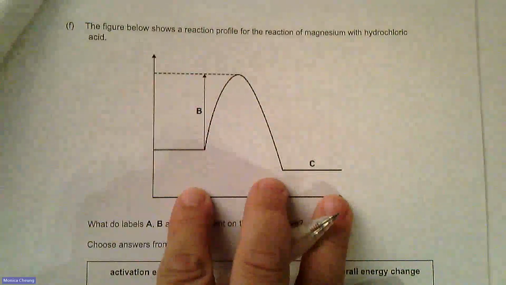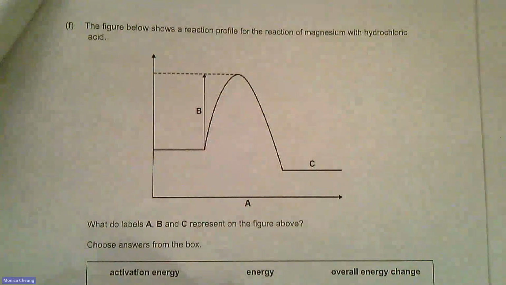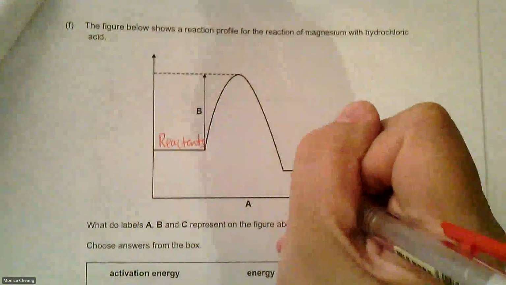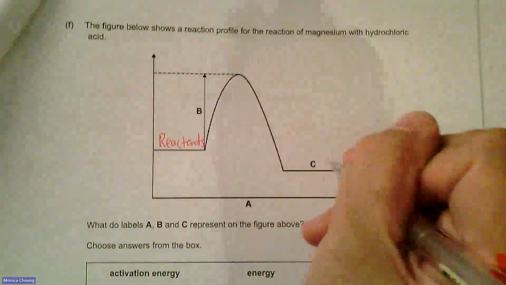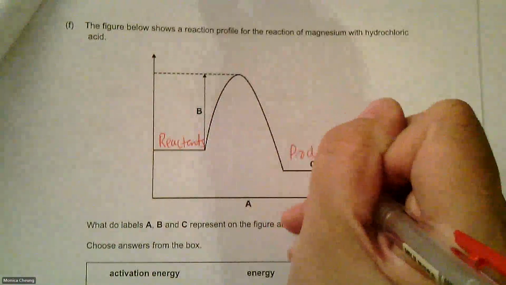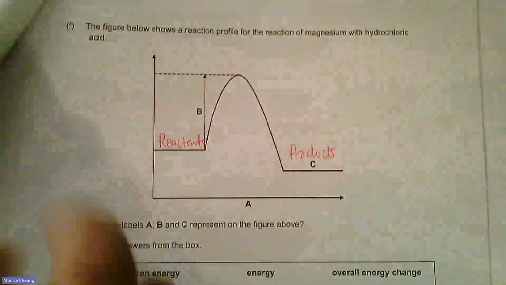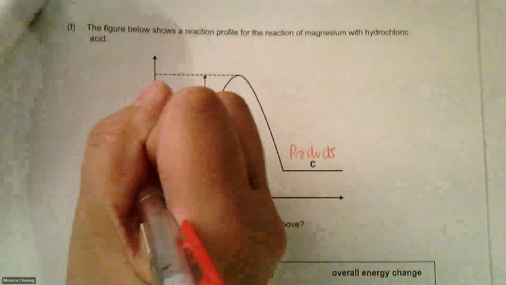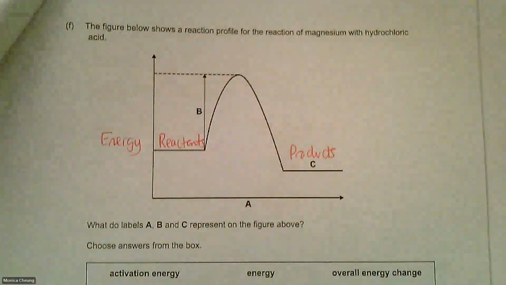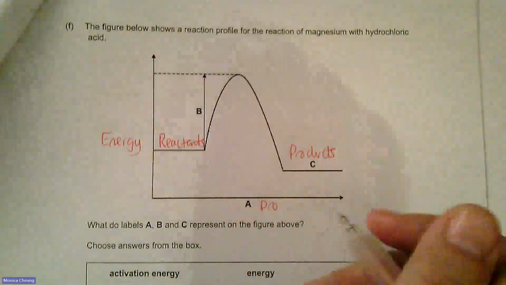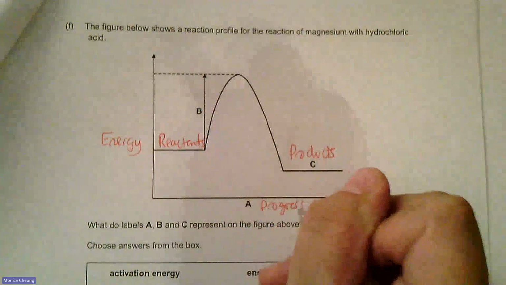The first thing you should do when you see this is to label it up, and it's good to practice this each time because you know where everything is. So at the very beginning of a reaction, we always have our reactants. So this first level is always our reactants. And then at the end of the reaction, we have our products. This bar here is the amount of energy. And quite often we call the x-axis the progress of a reaction.